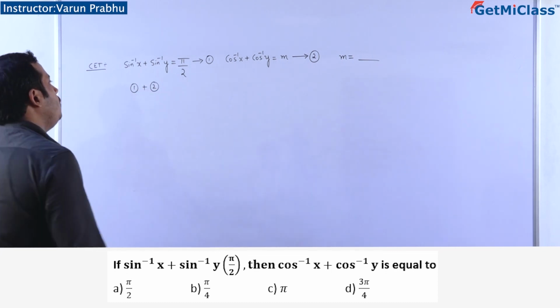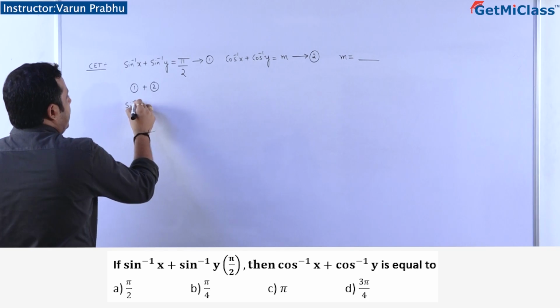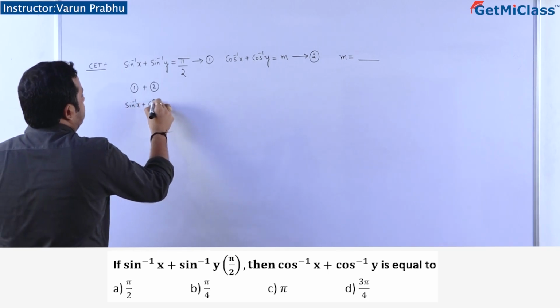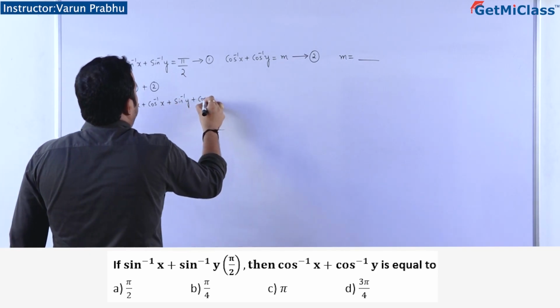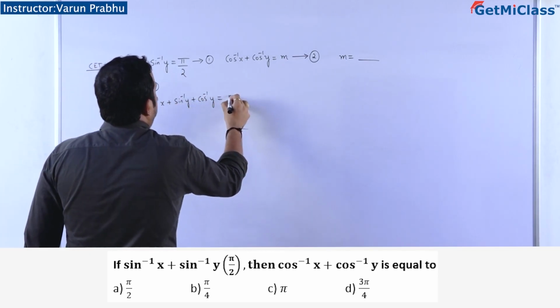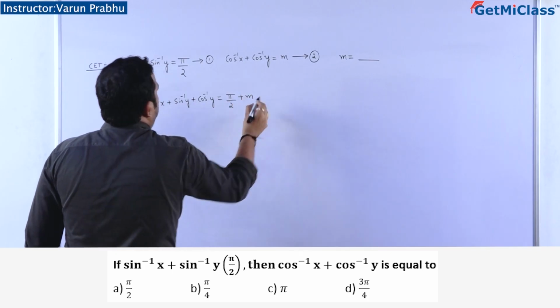Shortcut. Equation 1 plus equation 2 I'll do. So I'll get sin⁻¹x + cos⁻¹x, correct? Plus sin⁻¹y + cos⁻¹y, that is equal to π/2 + m. Yes or no? π/2 + m.